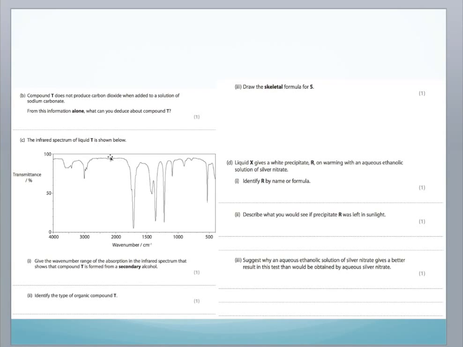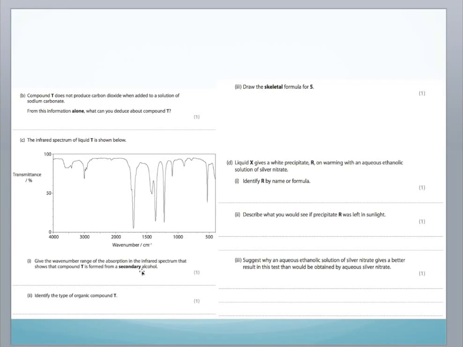Let's look at C. So again, here we're given the infrared spectrum of liquid T. So we know that liquid T is not a carboxylic acid, meaning that we don't have a primary alcohol. So they're asking us to look at this infrared spectrum, and the question is, give the wave number range of the absorption of the infrared spectrum that shows that compound T is formed from a secondary alcohol. And again, this is background knowledge.